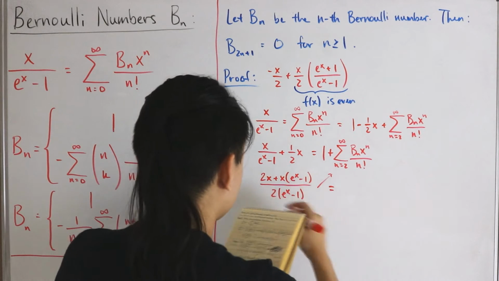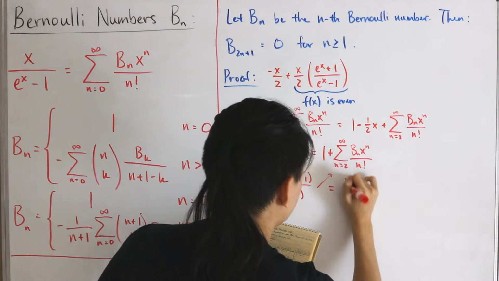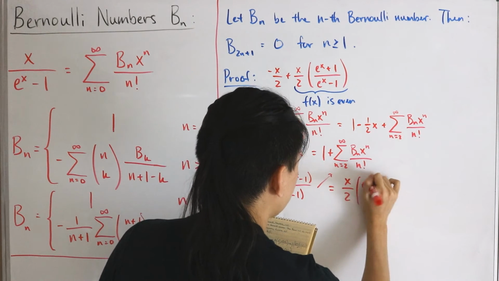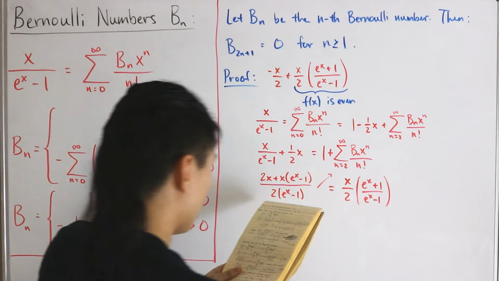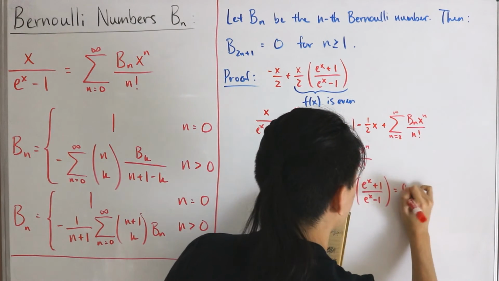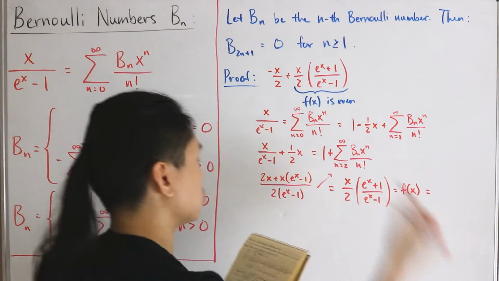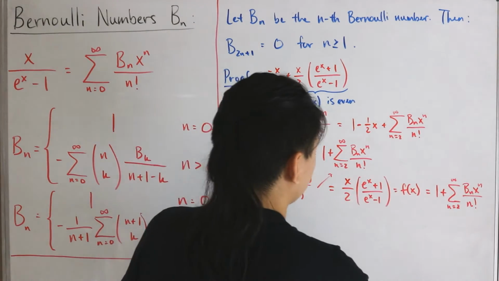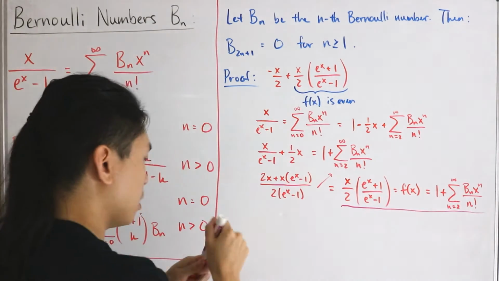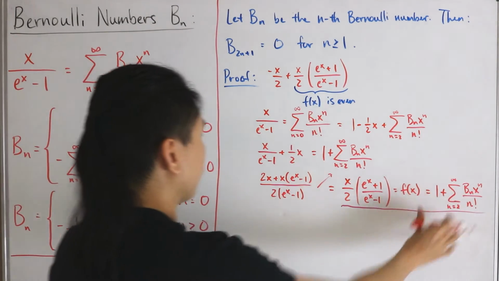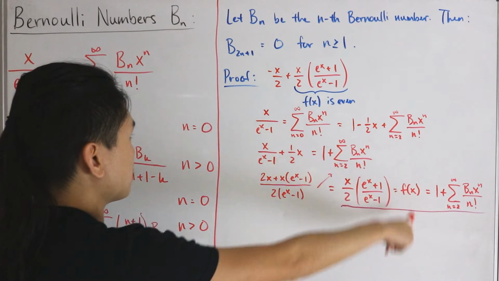From here, if you reduce everything down, we'll have that this is x divided by 2, times e to the x plus 1 divided by e to the x minus 1, which of course we said was equal to f of x, and this is equal to the right-hand side. So to reiterate everything that we just showed and simplify, we have everything underlined in this pink. So how do we continue from before? Well, we just showed that f of x is an even function.